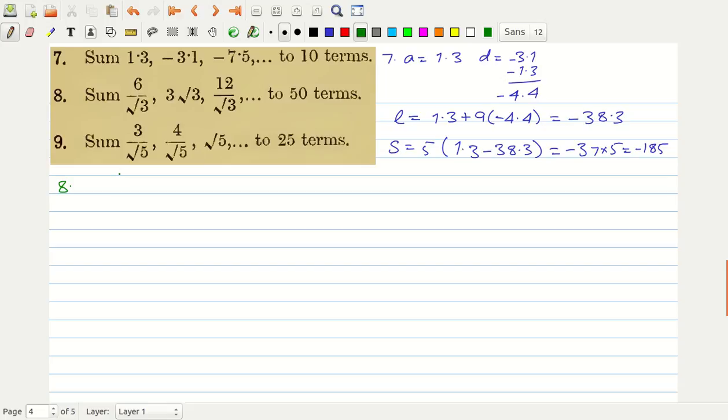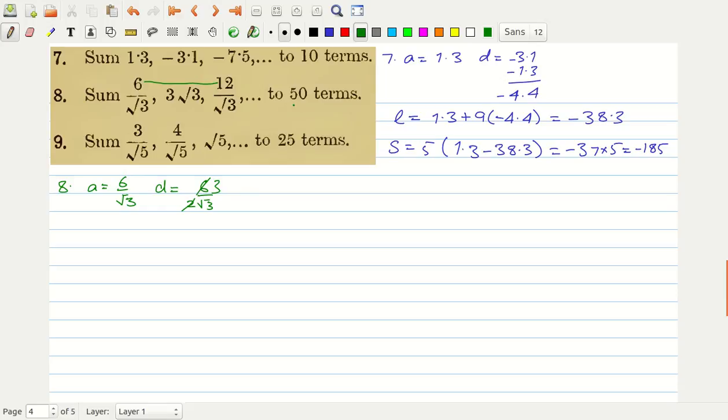Problem number 8. Over here, what is the first term? It is 6 by root 3. What is d? We can find 2d as 12 minus 6. So 12 minus 6 is 6 divided by root 3, but this is 2d, so you have to divide it by 2. So d is equal to 3 by root 3, right? So d is 3 by root 3.